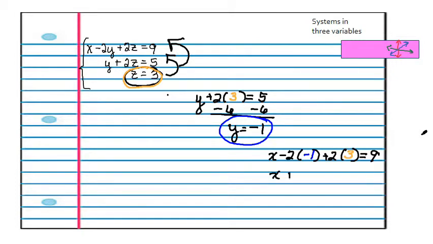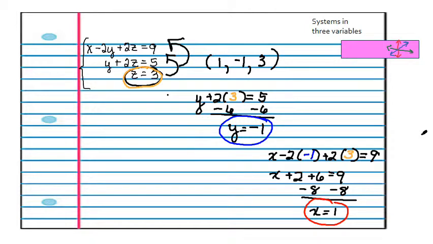So we have x plus the 2 plus the 6 equals the 9. So we can go minus 8 here, minus 8. That is a bit of a quick step, but you're to that point now. And x is going to equal 1. And the deal here is that our solution set for the three equations is that x is 1, y is negative 1, and z is 3.